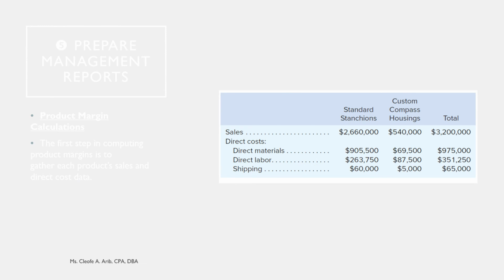Now, that brings us to step number 5, and that is to prepare management reports. The most common management reports prepared with ABC data are product and customer profitability reports. These reports help companies channel their resources to their most profitable growth opportunities, while at the same time highlighting products and customers that drain profits. Now, we begin by illustrating a product profitability report followed by a customer profitability report.